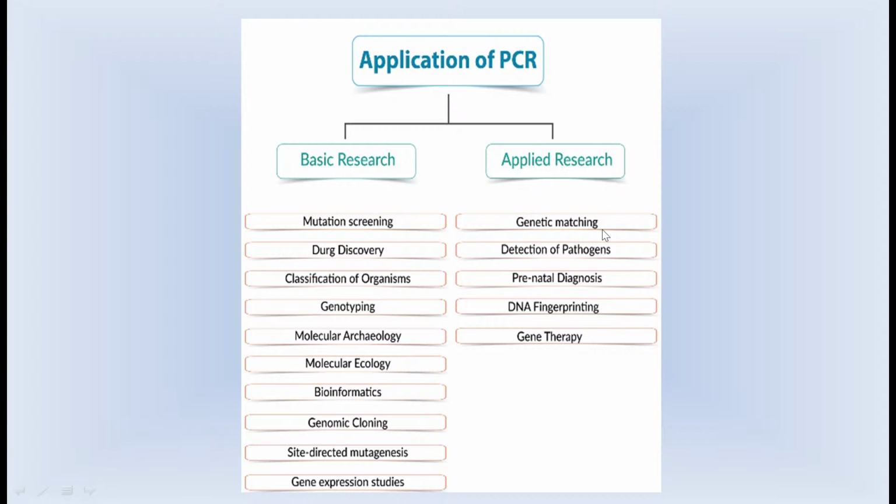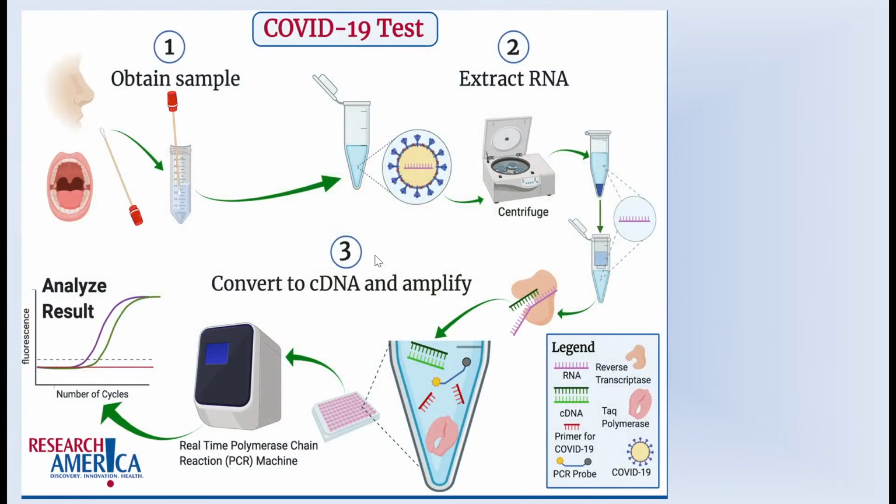In applied research, genetic matching, detection of pathogenesis, prenatal diagnosis, DNA fingerprinting, gene therapy, all these things need PCR. Recently, real-time PCR was used for COVID testing during the COVID pandemic. In order to identify in the most accurate manner, we use real-time PCR for the identification of COVID-19.